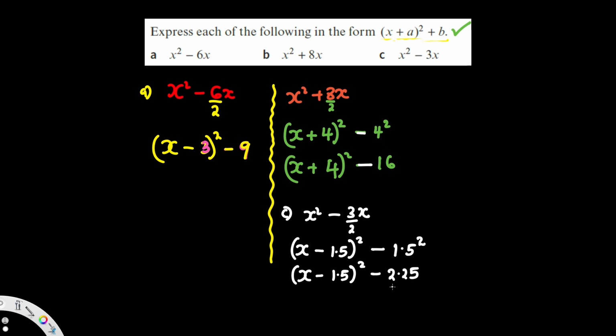2.25 as our expression. So at any given point, you are asked to state the values of a. Now, for instance, if you are told to state the value of a and the value of b, you look where they are. For instance, here, our a is going to be negative 1.5, our b is going to be negative 2.25. That is according to the completing the square method.